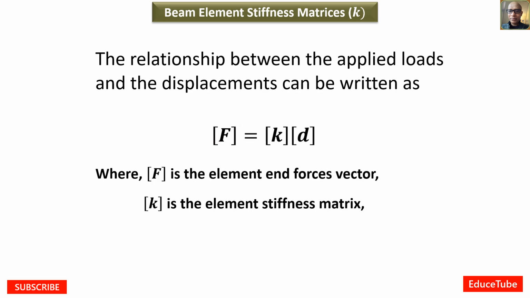K is the element stiffness matrix. It is related to the degrees of freedom at the nodes relative to the local coordinate system. This is also an important point. D is the element displacement vector. This displacement is actually for translational and for rotational.